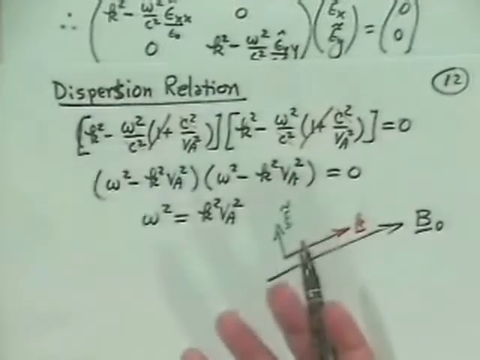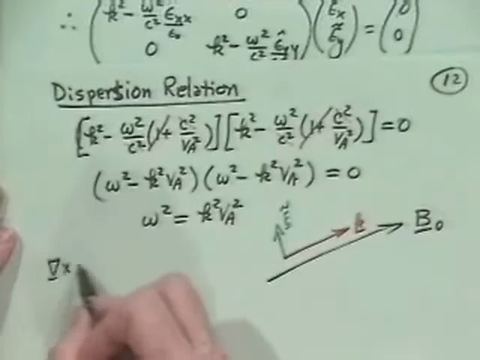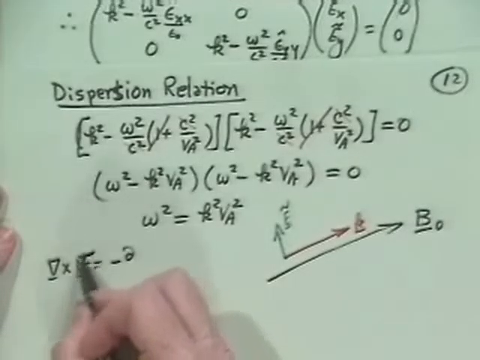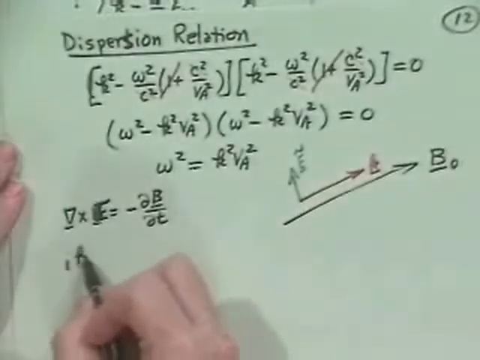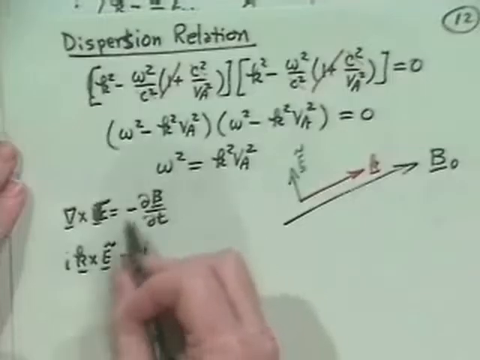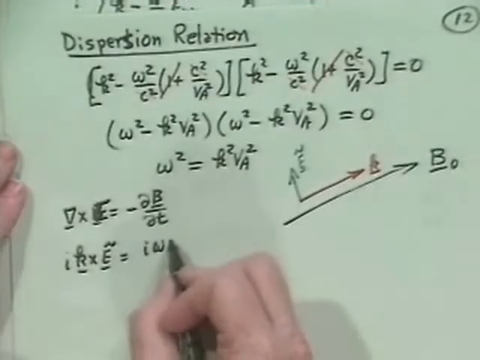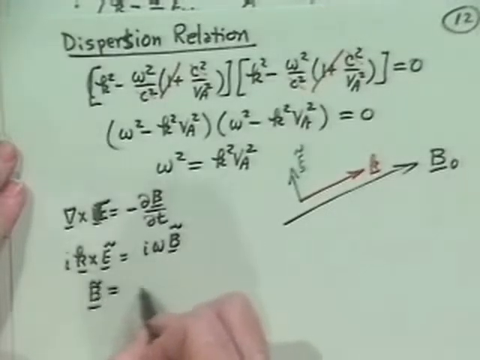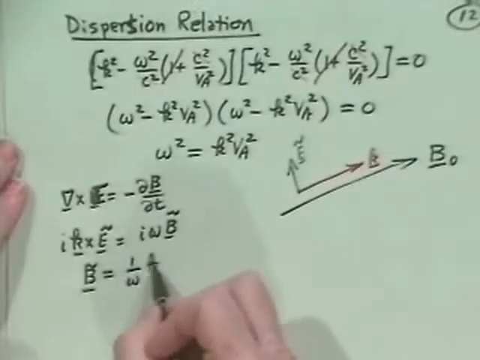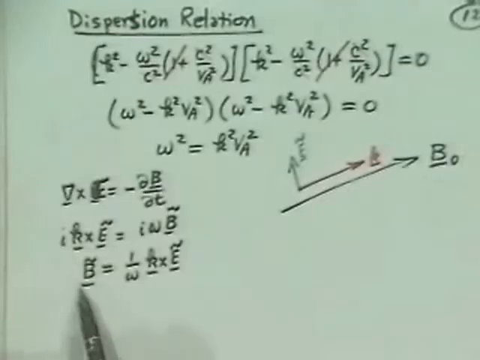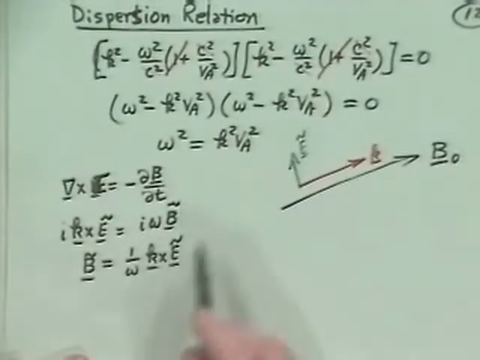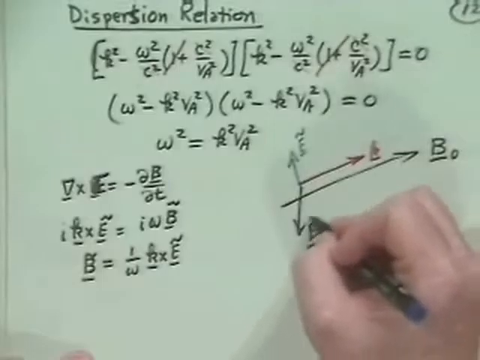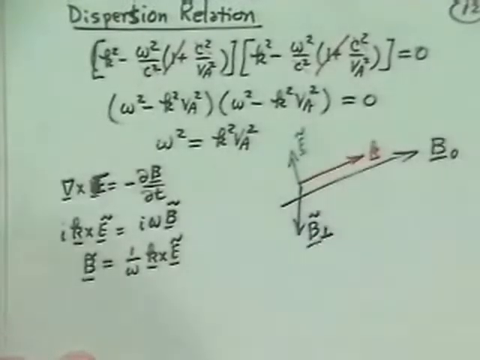Well, if it's supposed to be an electromagnetic wave, then we would have, by Faraday's induction law, curl of E is equal to minus dB dt. You remember when we assume a wave-like form, this gives us i k cross E tilde is equal to i omega B tilde, or alternatively we find that B tilde is equal to 1 over omega k cross E tilde. So the B tilde, the magnetic perturbation in these waves, is in a direction perpendicular to both k and E tilde. So that means that our B tilde is in some perpendicular direction, and in particular, it's perpendicular to the original magnetic field.